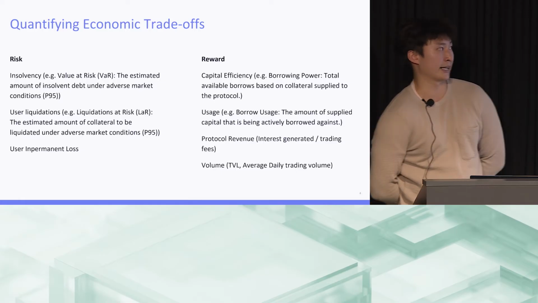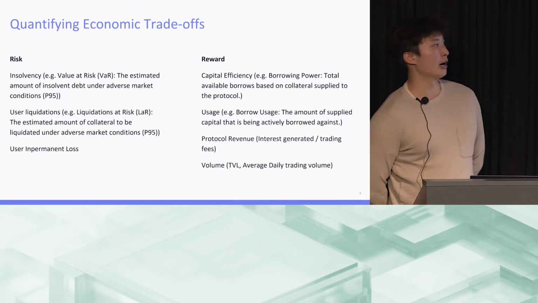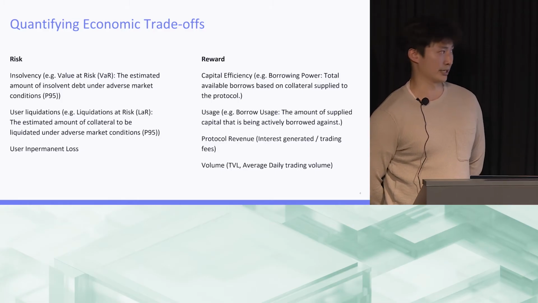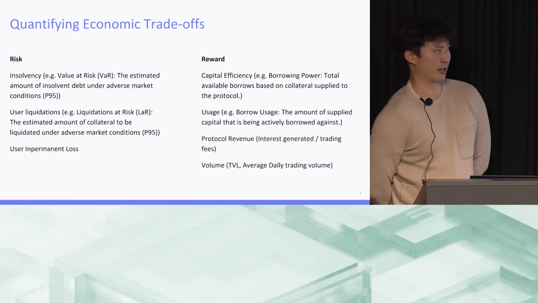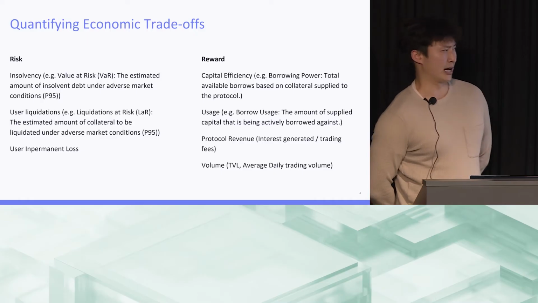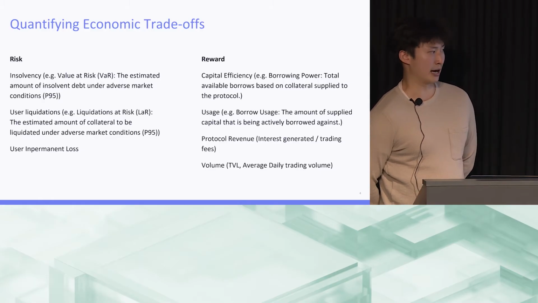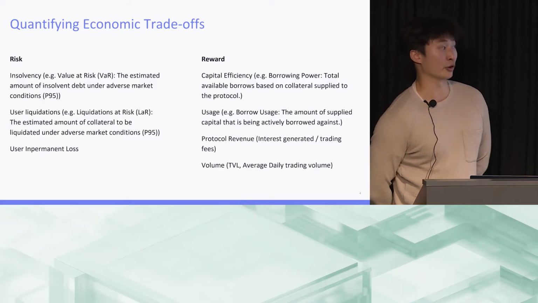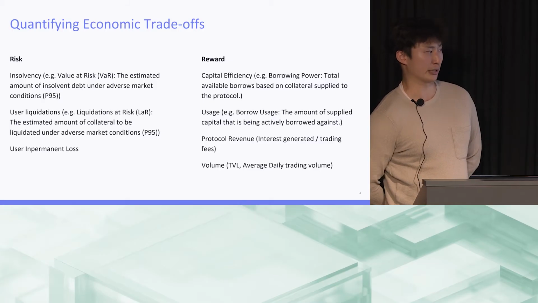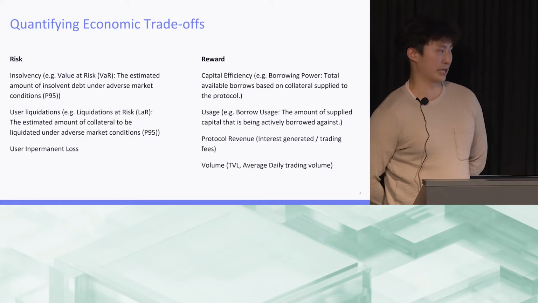And then on the reward side, like I said, if you think about a lending protocol, you want to optimize for capital efficiency. So this could be the potential borrowing power of a protocol overall or for a single user. This could be the total available borrows based on collateral positions. And you also want to optimize for usage, right? This is the amount of supplied capital that is actively being borrowed against. And in addition, for DEXs and other liquidity provisioning protocols in the space, you would also think about protocol revenue and potentially trading volume.